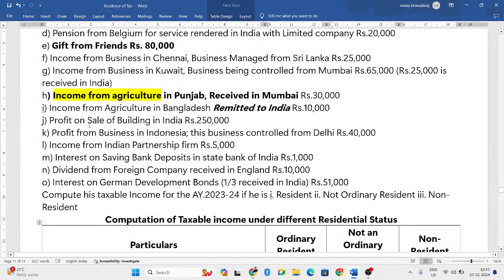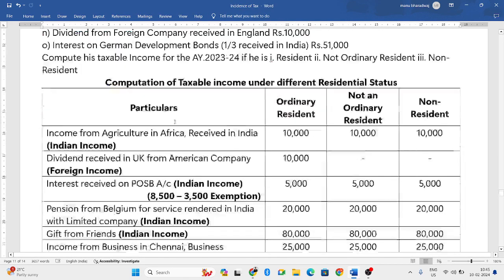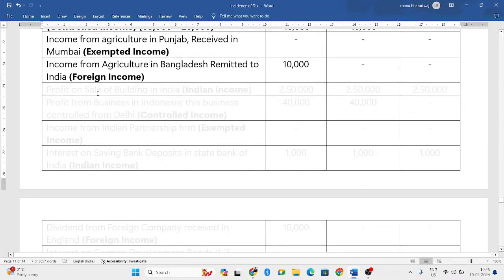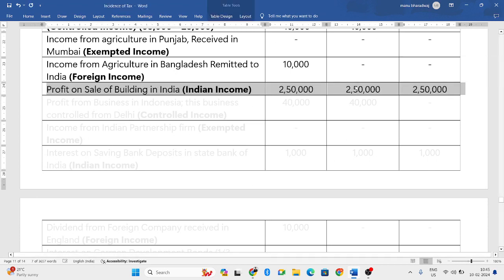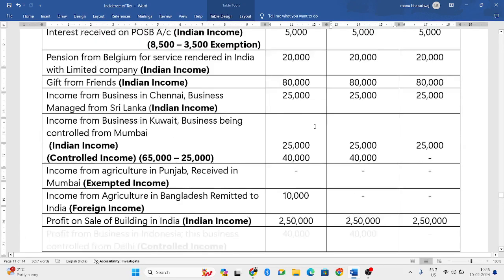Next, profit on sale of building in India. So the arising aspect is also in India and the receiving aspect is also in India. When both the aspects are in India, we consider it as Indian income and all the three people will be taxed. So all the three residential statuses will be taxed.